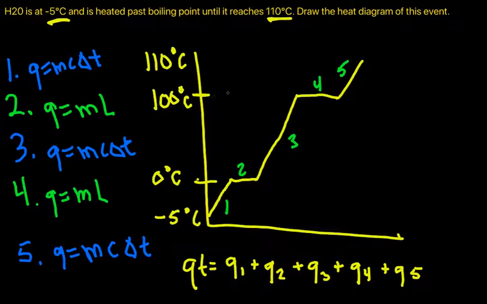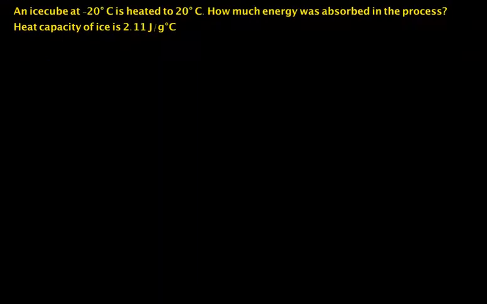This segment in particular goes from 100 to 110, so the temperature change there is 10 degrees Celsius. This middle segment, the temperature change is 100 degrees Celsius. And this last segment, the temperature change would be 5 degrees Celsius. So make sure you use the individual segment temperature changes. All right, let's look at another problem.